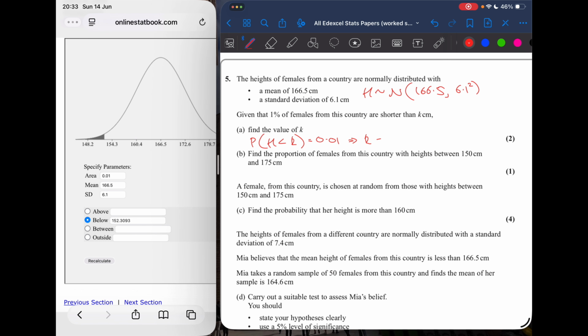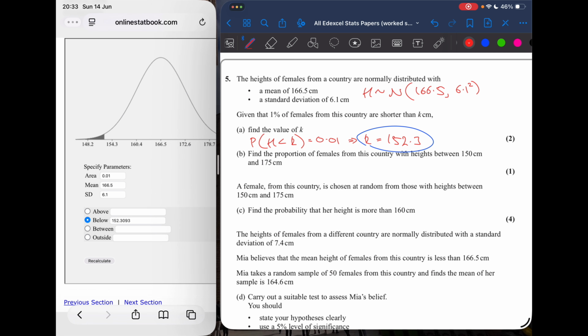That's going to tell us from the calculator that k is equal to 152.3. Don't need all the decimals. 4 sig figs is plenty. Let's double check that's the right answer. Yep, they even accept 152. Lovely. Looks good to me.